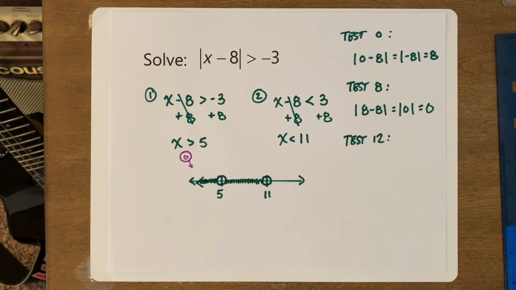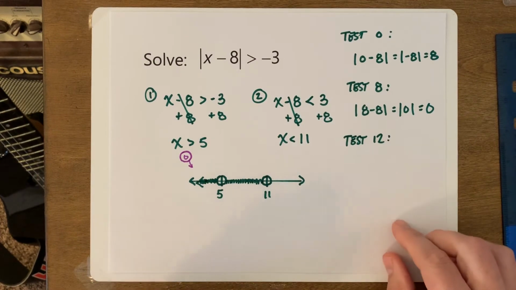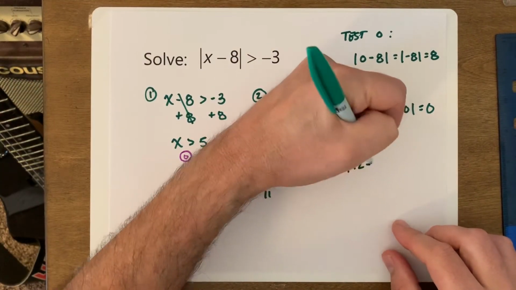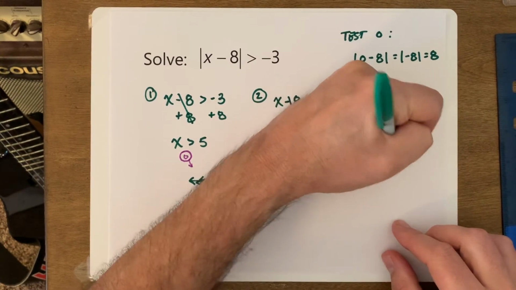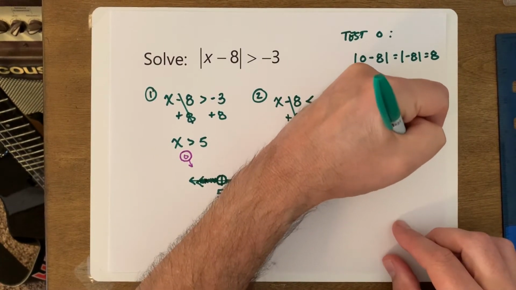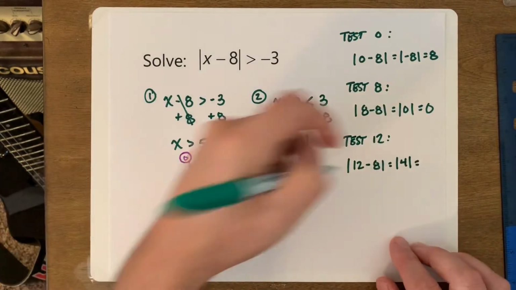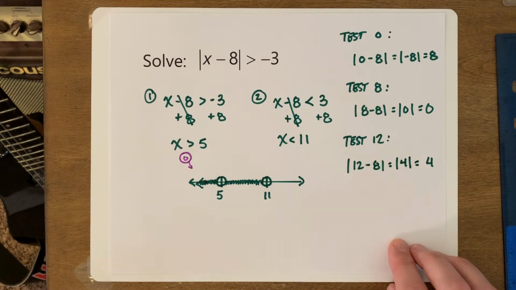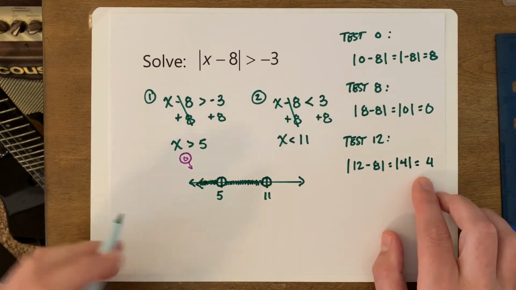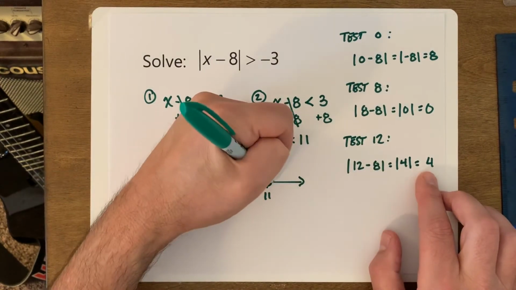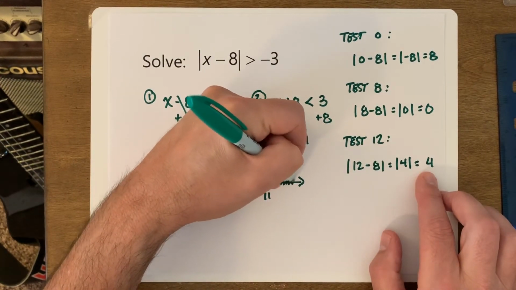Okay, so 12, and that would be, let's see, we got 12 minus 8, and that's going to be equal to 4, and that would just be 4. Is that greater than negative 3? And the answer is yes. And so this time, when I plugged the 4 in, it worked. And so this side looks good.